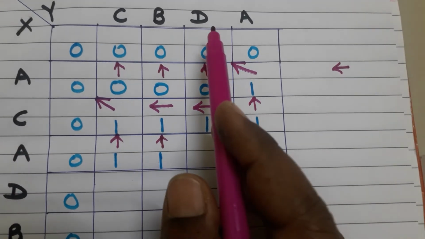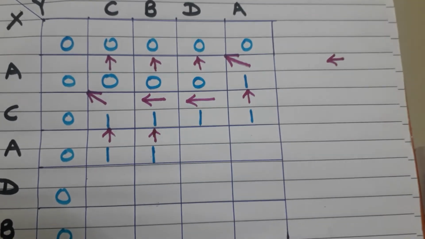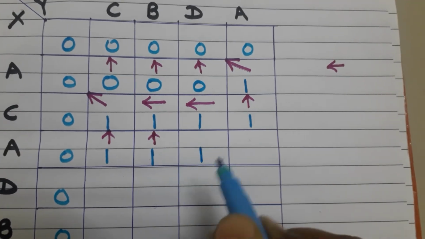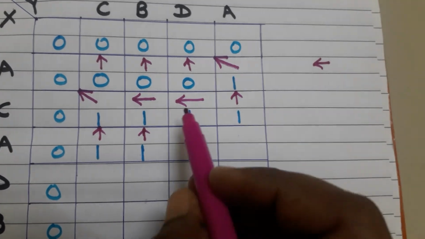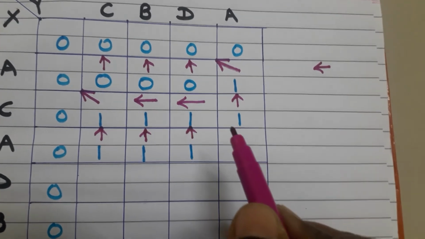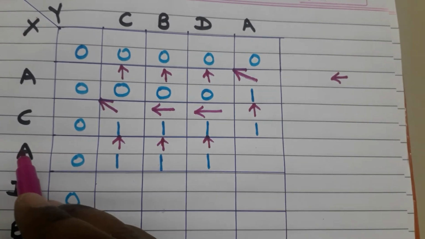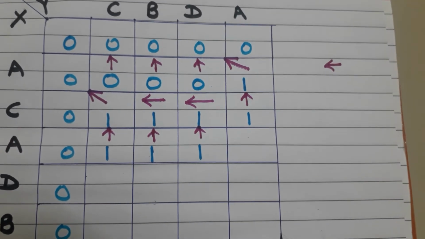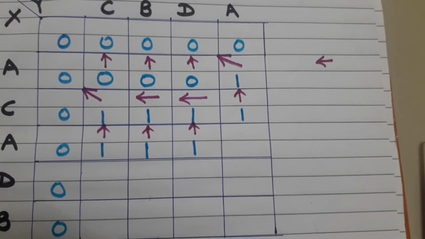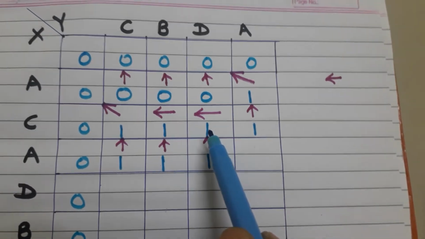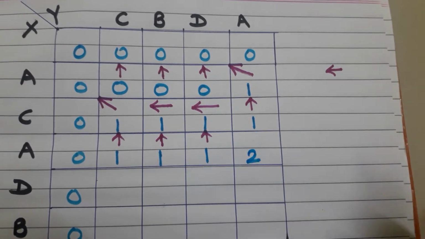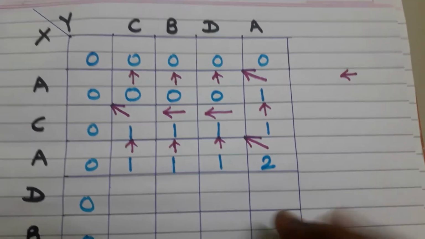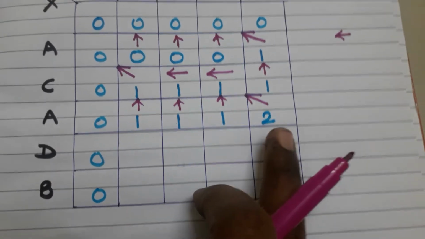Again A and D is given, both are different. So here both values are equal, 1 and 1. So we write here 1. After writing 1, we have to draw an arrow. So here I write the upward arrow. Now here A and A is given, both are equal. So here we have to add 1 to the diagonal element. So the diagonal element is 1, so 1 plus 1 is 2. Now after writing the value we have to draw an arrow like this. So we filled this row.